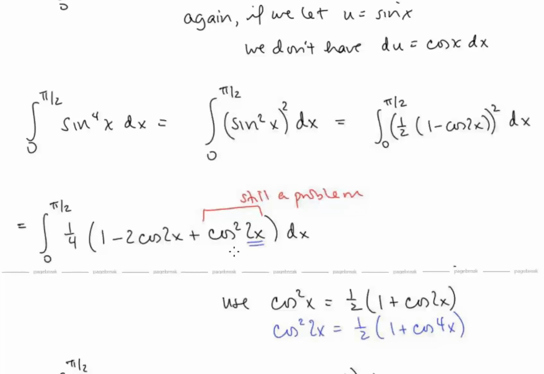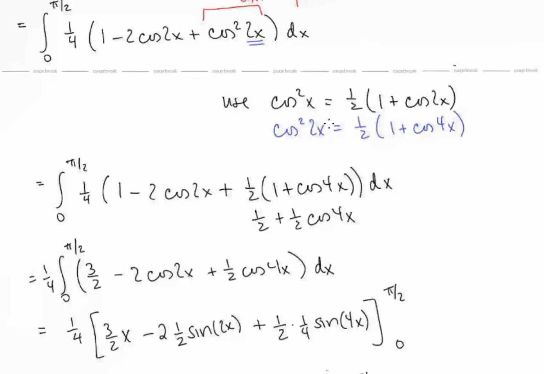So we need to use the corresponding formula for cosine square x. So our formula says cosine square x is equal to 1/2 of 1 plus cosine 2x. But notice that our angle here is 2x, and so we've got cosine square of 2x. That means we need to replace it with 1/2 of 1 plus cosine 4x. So that goes in here. We can distribute our 1/2, combine the 1 plus the 1/2, we get 3/2, move this 1/4 to the outside, and so we're here. And now we have basic integrals.